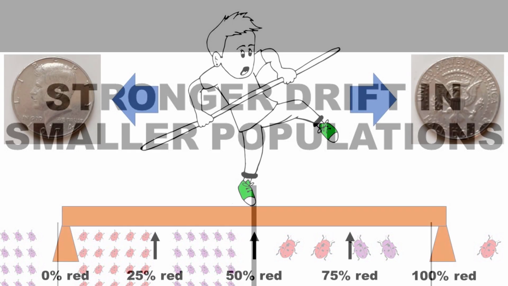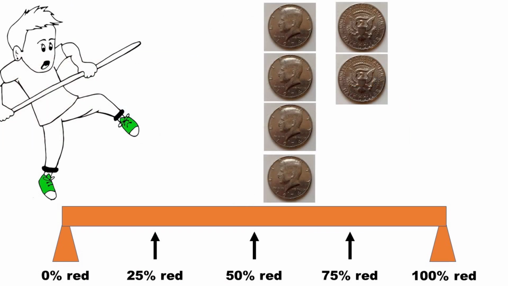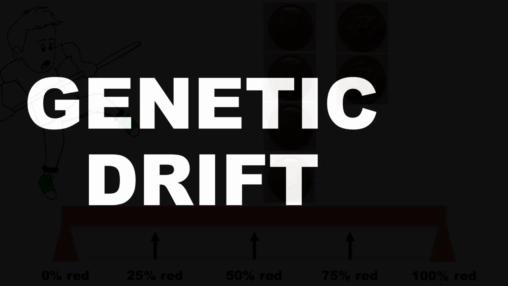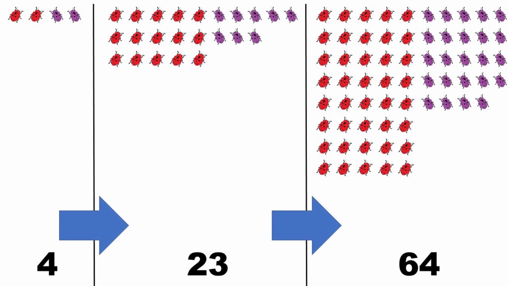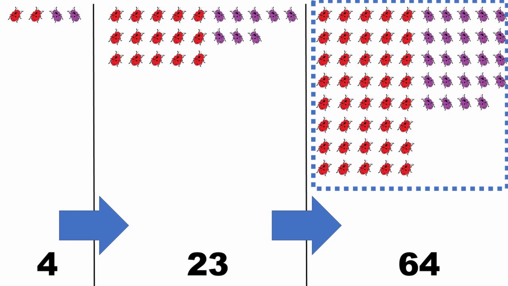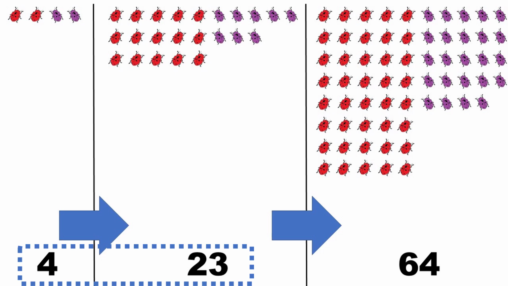So back to the balance beam kid, you can think of him taking big steps when the population is really small. He'll still fall off one side eventually, but it'll happen faster. That's what happens with genetic drift. Now, I've been talking about populations that maintain the same overall number of bugs, but sometimes a small number of individuals start a new large population. That is called a founder event. And the new population may be very different because of the strong genetic drift in the first few generations when the population size is still really small.